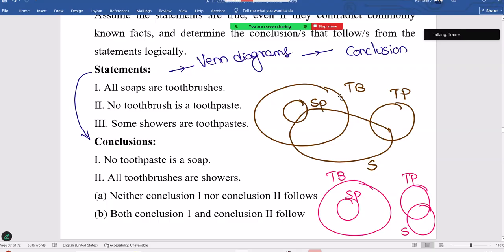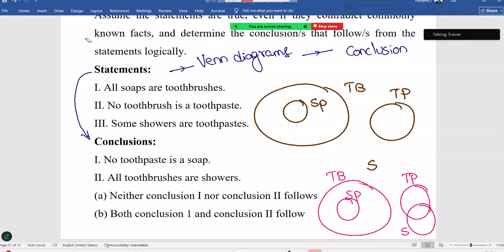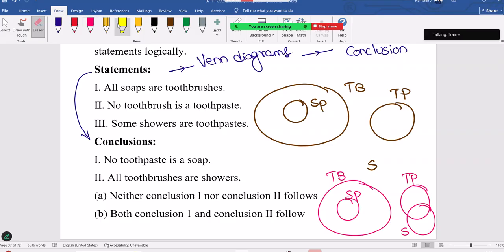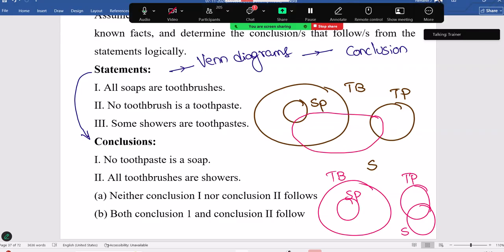All soaps are toothbrush. No toothbrush is toothpaste. This is the showers area, and some part of that showers is occupied by toothpaste. You can draw many more diagrams also, I showed you two here. Now I am working on the conclusions.